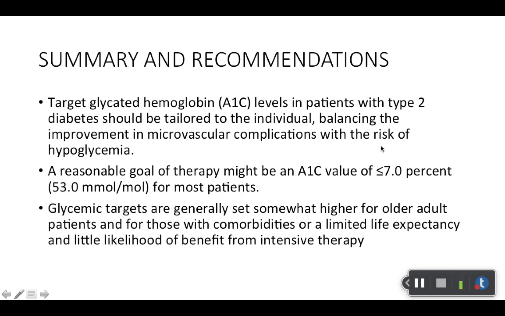This is also noting here that this should be an individualized, tailored approach to this patient. Because you don't want hypoglycemia, you don't want those complications, but then you also don't want hyperglycemia. So usually most patients you're going to settle on the goal of a hemoglobin A1C less than or equal to 7.0.